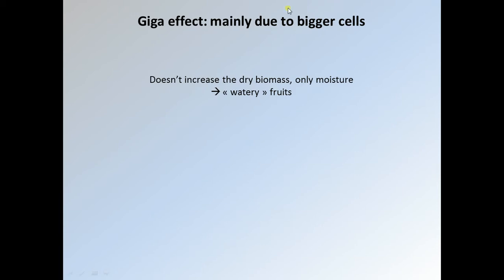So in the end, the problem with this giga effect in polyploids is that it doesn't increase the dry biomass, the molecules. It only increases moisture, which is water. And in terms of taste, it leads to watery fruits, which is not a trait of interest for consumers.